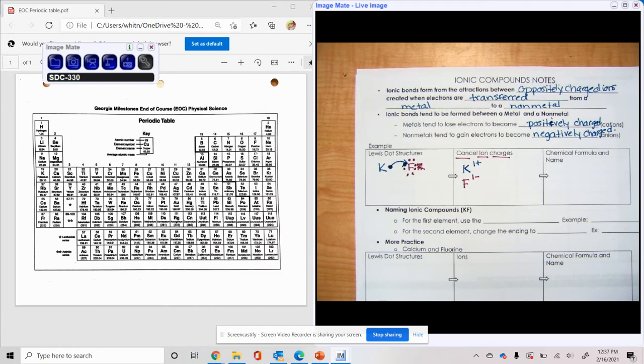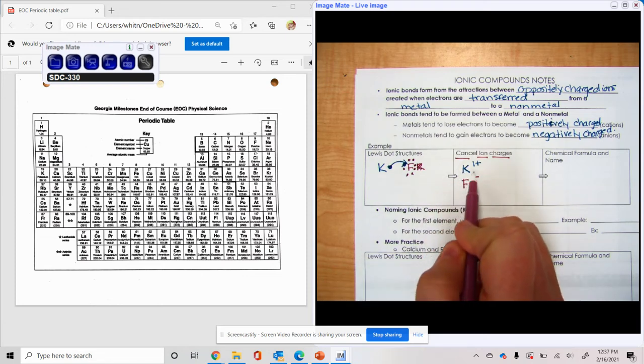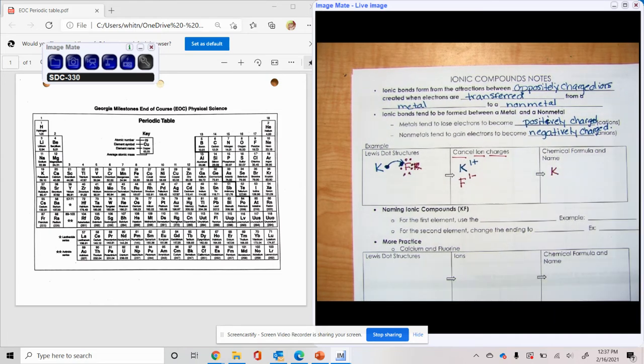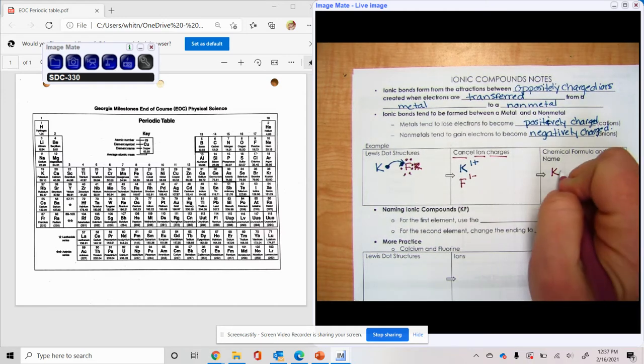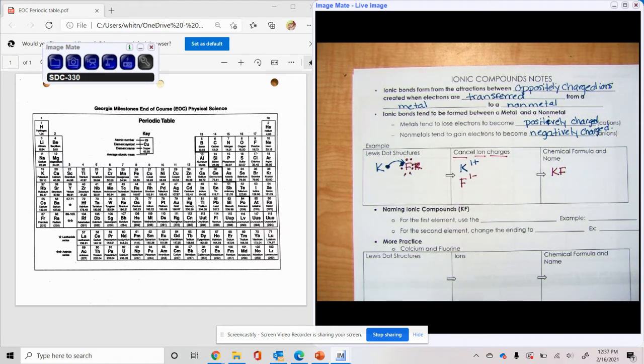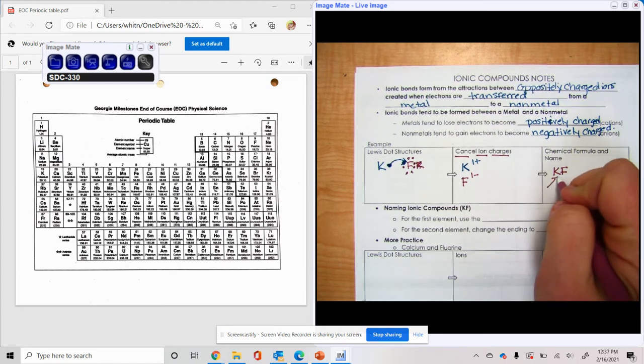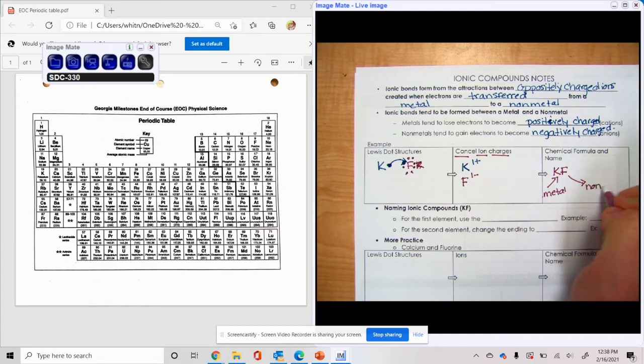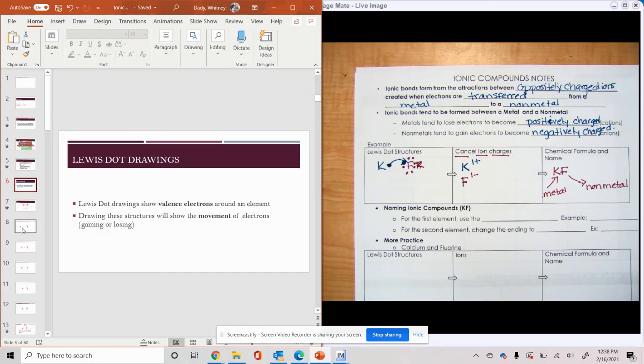And so now the next thing we're going to do is write the chemical formula. How many Ks do I have? I have 1 K, so I'm going to write K. How many Fs do you have? You have 1 F. So your chemical formula is going to be KF. You always write your metal, and then you write your non-metal. All right, and it says to name the formula. So let's go back to our notes and look up how to name our formula.